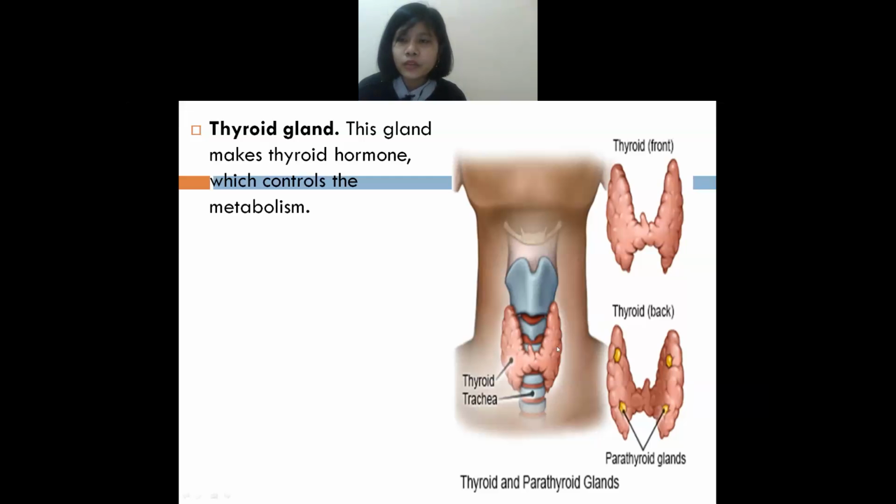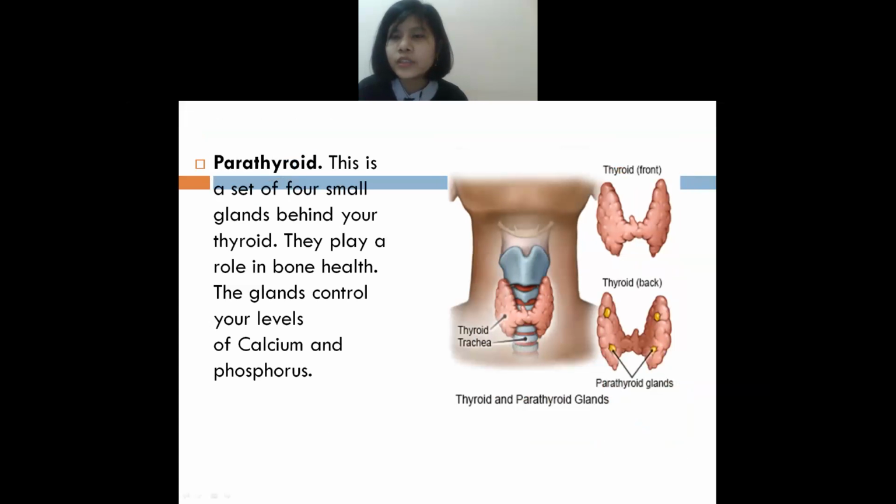Controls. Okay, so I'll repeat again. The thyroid gland you will find somewhere in your neck portion. This is your neck. This is the thyroid gland which the endocrine system makes, and this gland makes a hormone known as thyroid hormone, and you will find it in the front portion. Front portion means the anterior side. And what does this thyroid gland do? It controls your metabolism process. I hope it's clear, everyone.